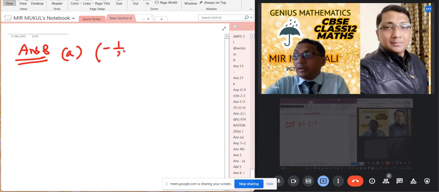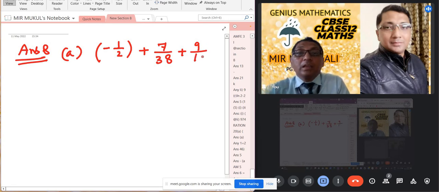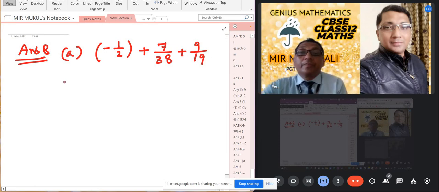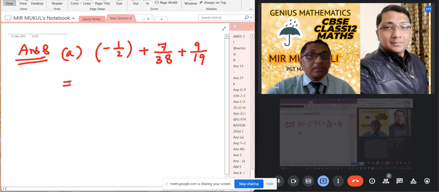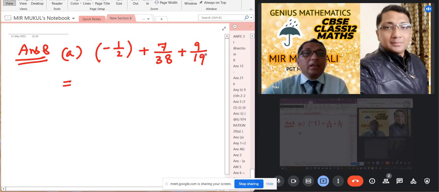Minus 1 by 2 plus 7 by 38 plus 9 by 19. Okay. So, associative property means we can group these 3 numbers in any way. We can take first and second. Even we can take second and third.